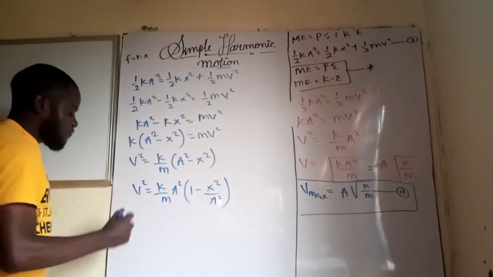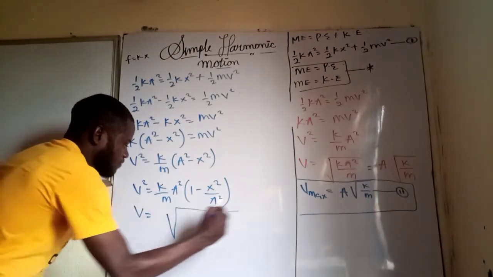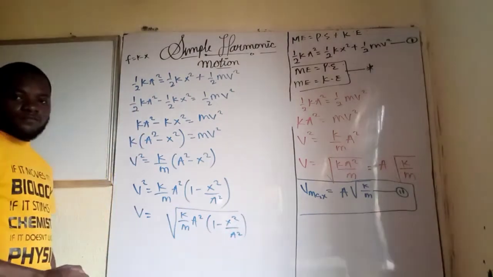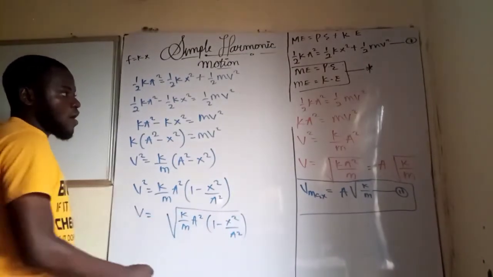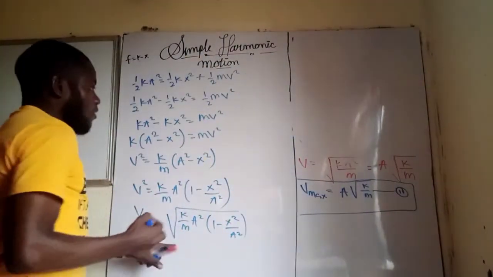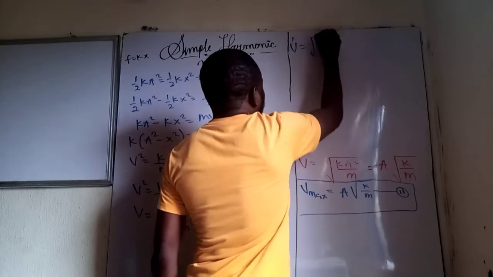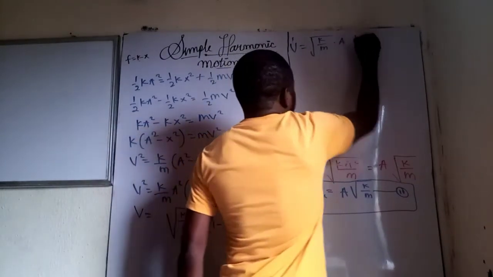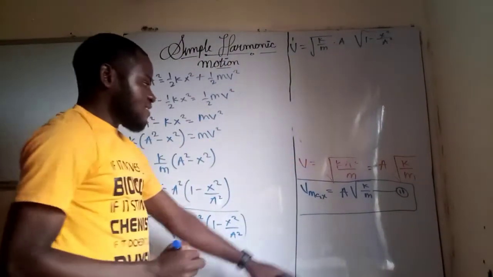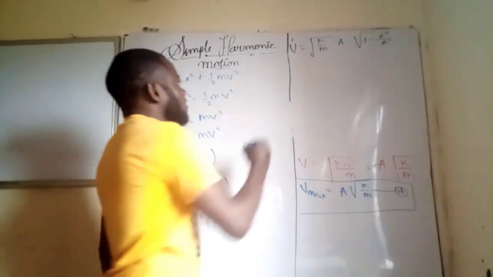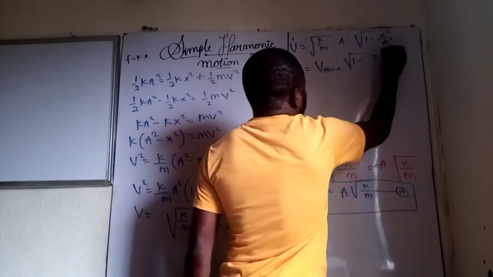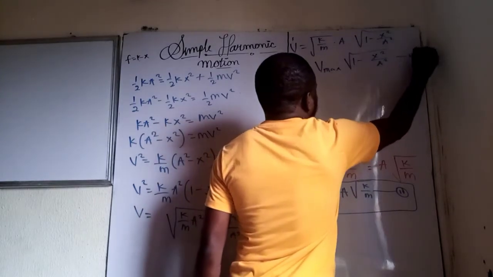So, if I take the square root of both sides, v will become the square root of k over m times a square, into 1 minus x square over a square. So you can split this square root. If I split the square root, I'm going to have that v is equal to the square root of k over m times a, then the square root of 1 minus x square over a square. And if you look at this, this is the same thing as the maximum velocity. Hence, the velocity at every instance is the maximum velocity times the square root of 1 minus x square over a square. And this would be our third equation.